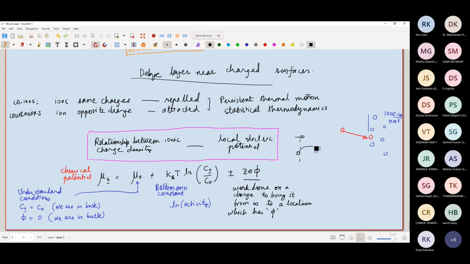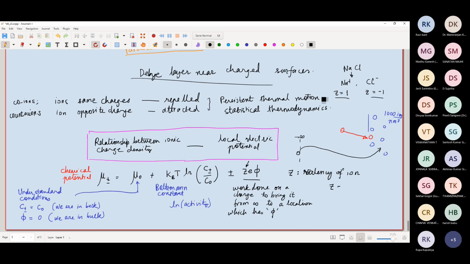So if you bring that charge from infinity to this point which has a certain potential, you have to actually work against that barrier, and that work done is manifested through an increase or a decrease in the chemical potential depending on the nature of the valency. So Z here represents the valency of the ion, meaning that for something like NaCl, which dissociates into Na plus and Cl negative, for Na plus the Z will be 1, for Cl negative Z will be equal to -1. It is the valency of the ion.